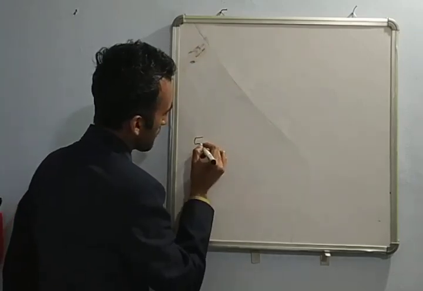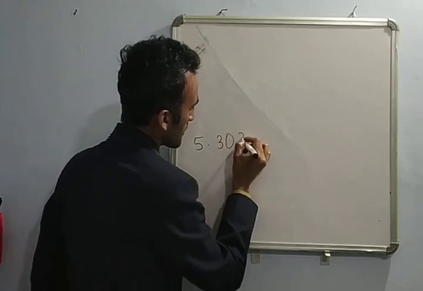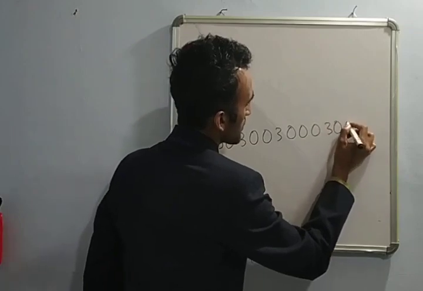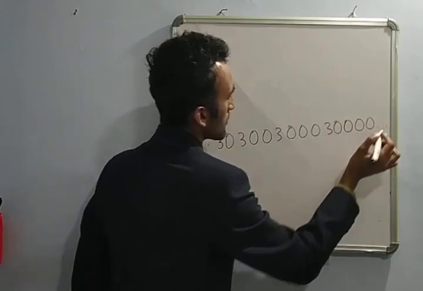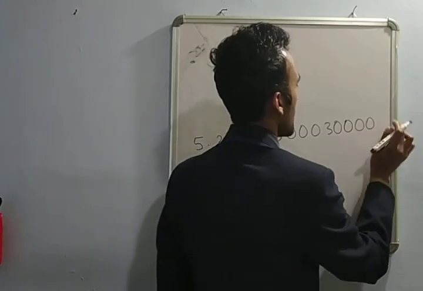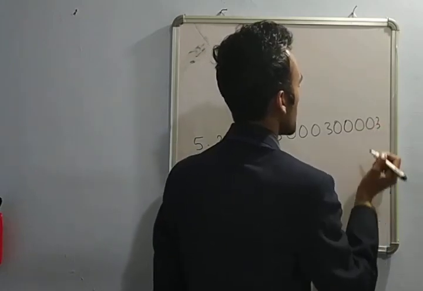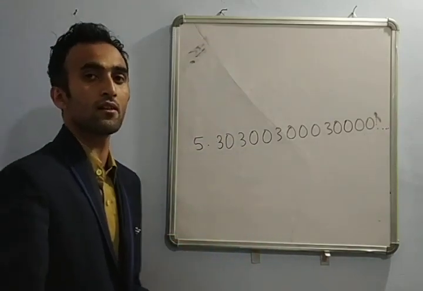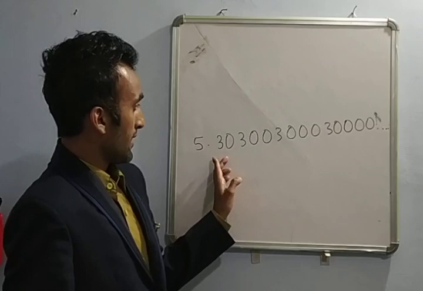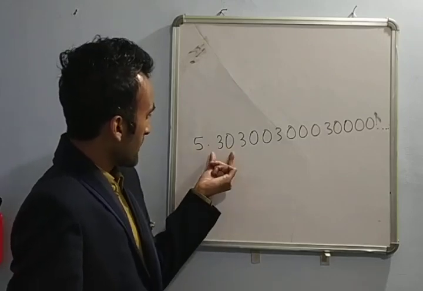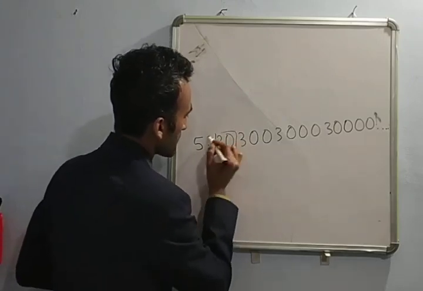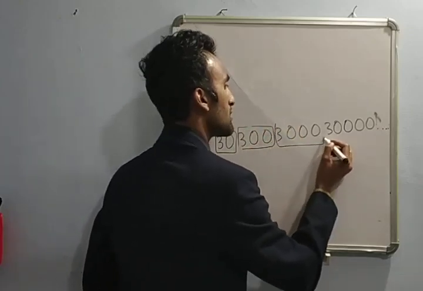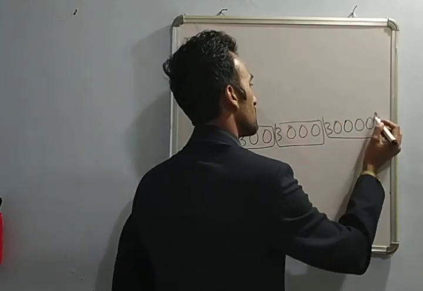Suppose I have done like this: 5.30, 300, 300, and 3 with 4 zeros. Like this, if it continues, what happens? 4 zeros, and then you have 3. Like this, it keeps on continuing. Check whether it is rational or irrational by looking at the decimal expansion. Just check. 5.30. 30, fine. After that 300. Okay. After that 300. After that 3 with 4 zeros.